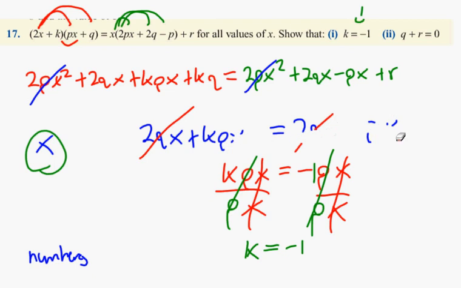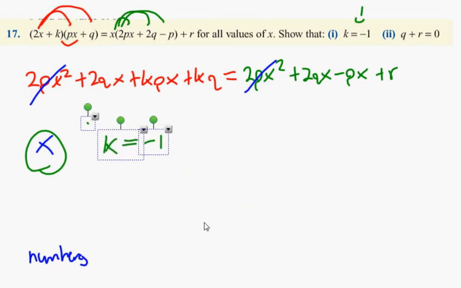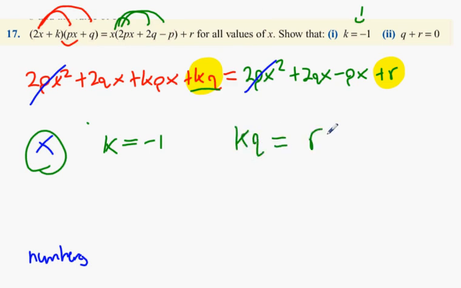The next thing I'm doing is I'm going to work with parts that have no x, okay? So we figured out that k equals minus 1. That's great. We keep it there. Now, the next part is what we refer to as numbers, but numbers actually can also be letters, okay? So these letters have no x in them. This one and this one. These are the only parts that have no x in them, correct? So what we can do next is we can balance them up together and we get kq equals r.